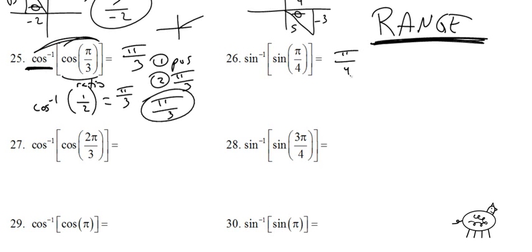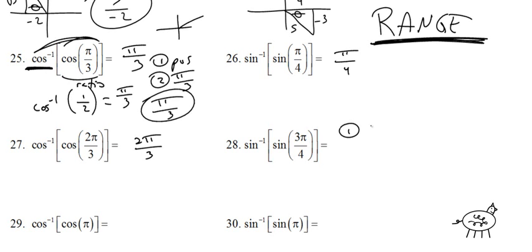It's in the range. Okay, the next problem, 27, is it in the range? Sure is. 2 pi over 3. Next problem, 3 pi over 4, in the range? It's not. Sine is between negative pi over 2 and pi over 2, so that's not in the range, so I got to do a little bit of work.